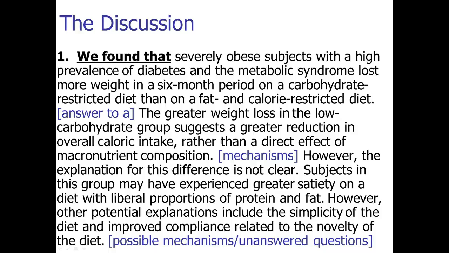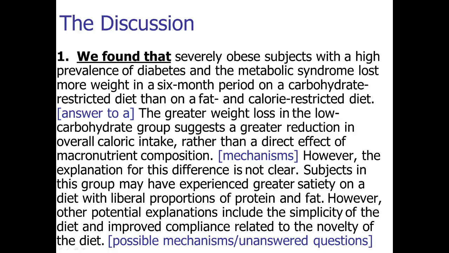They give some mechanisms now. The greater weight loss in that low-carb group suggests that maybe it's due to overall caloric intake. They had some more data that said it's not that there's something magic about a low-carb diet. It's simply that the diet's so restrictive and easy to follow that people actually do tend to do a better job at reducing their caloric intake. So there's nothing magic going on. It's just a diet that seems to be more successful just because it reduces calories. So they give some mechanisms, some supporting information from their data. However, the explanation for this difference is not clear. Subjects in this group may have experienced greater satiety, so they're not sure why they ate fewer calories.